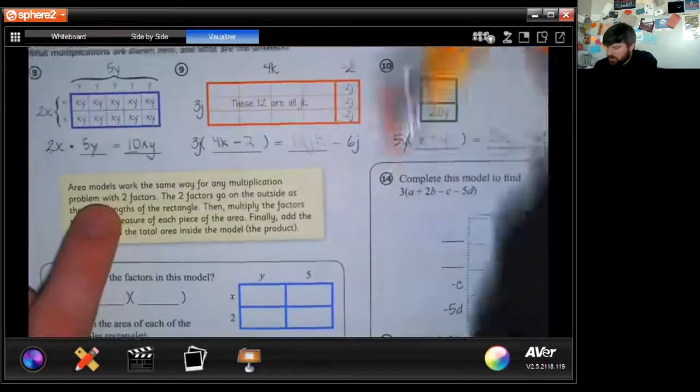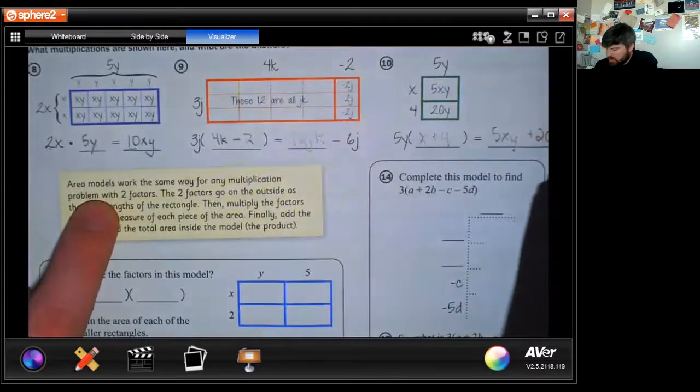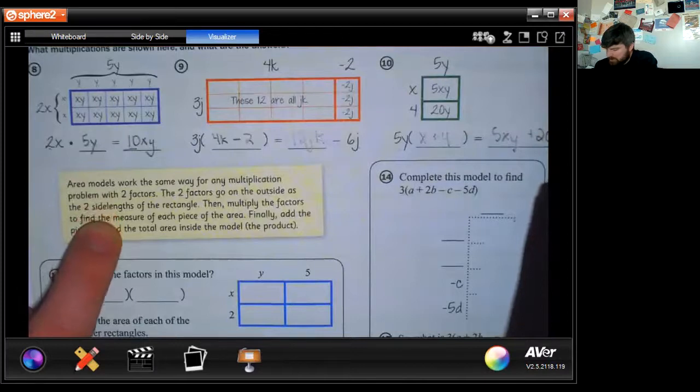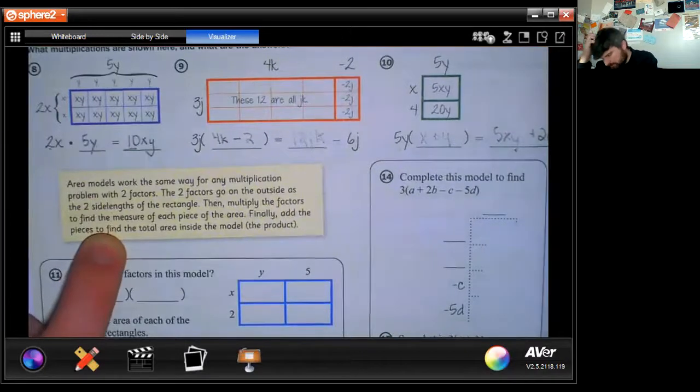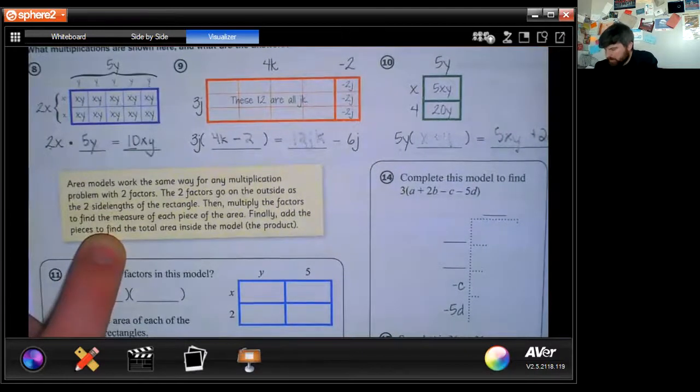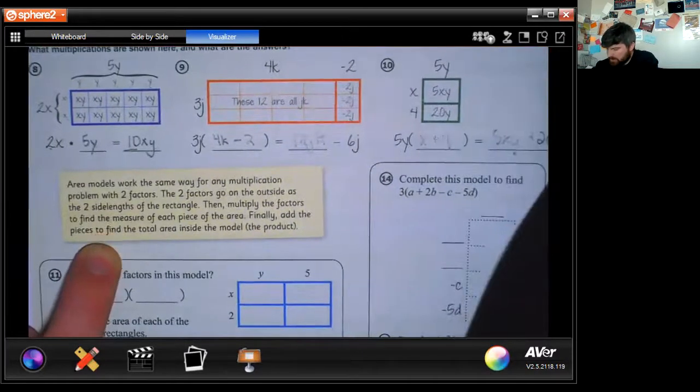Okay, here in the yellow, it says area models work the same way for any multiplication problem with 2 factors. The 2 factors go on the outside as there are 2 side lengths of the rectangle. Then multiply the factors to find the measure of each piece of the area. Finally, add the pieces to find the total area inside the model.